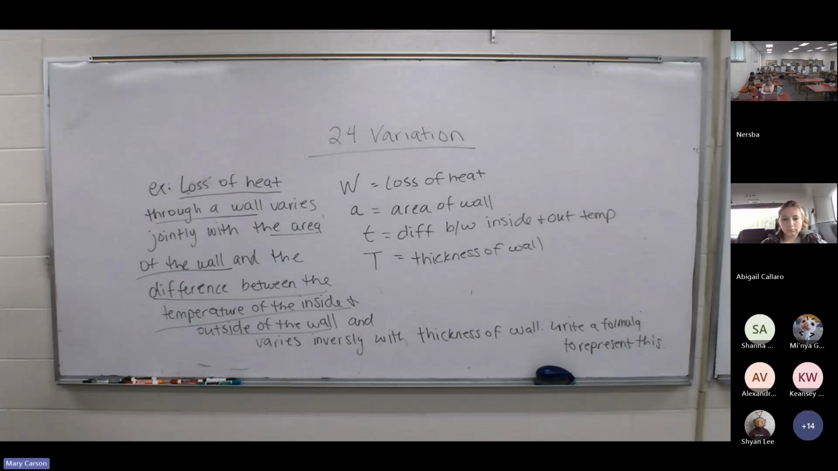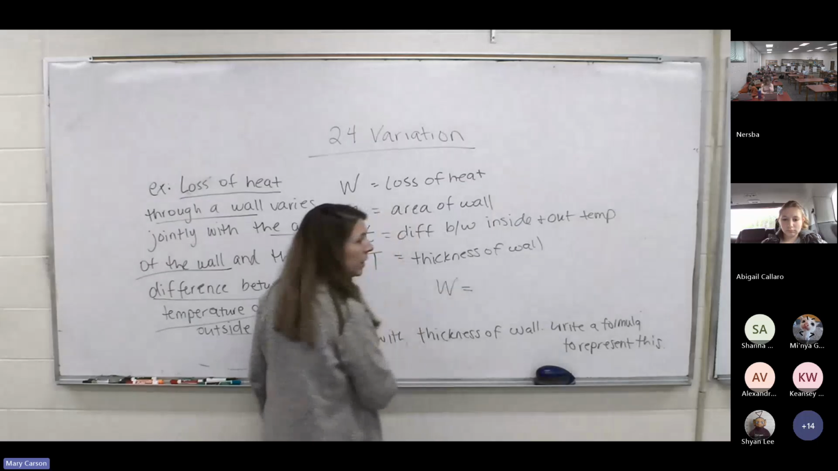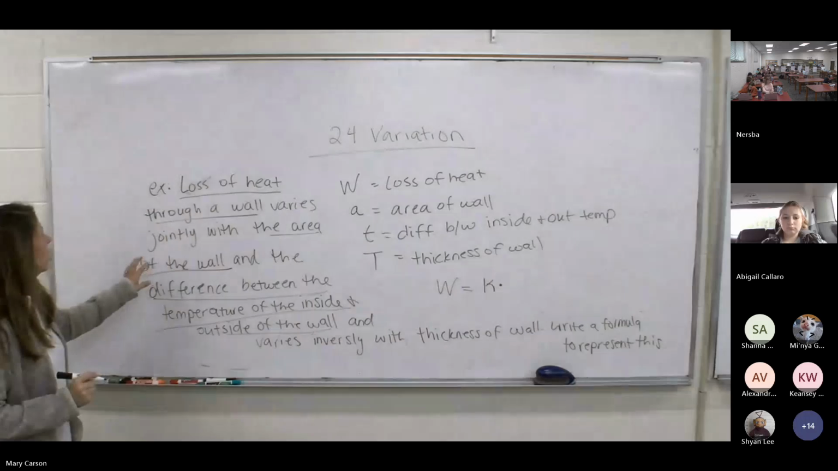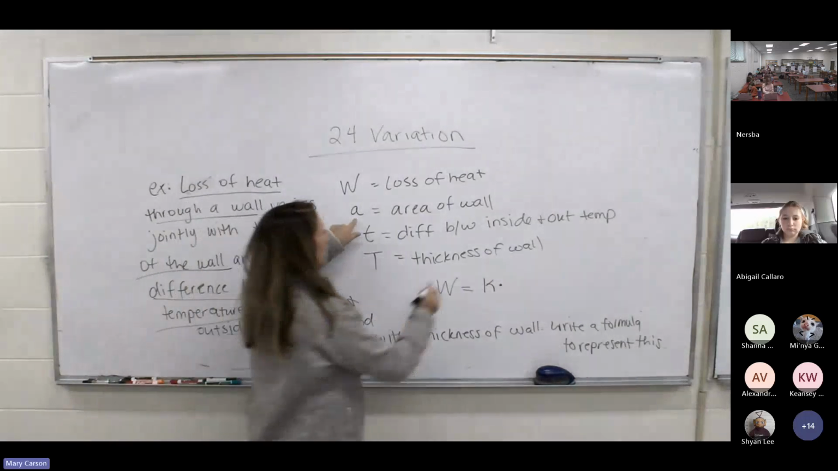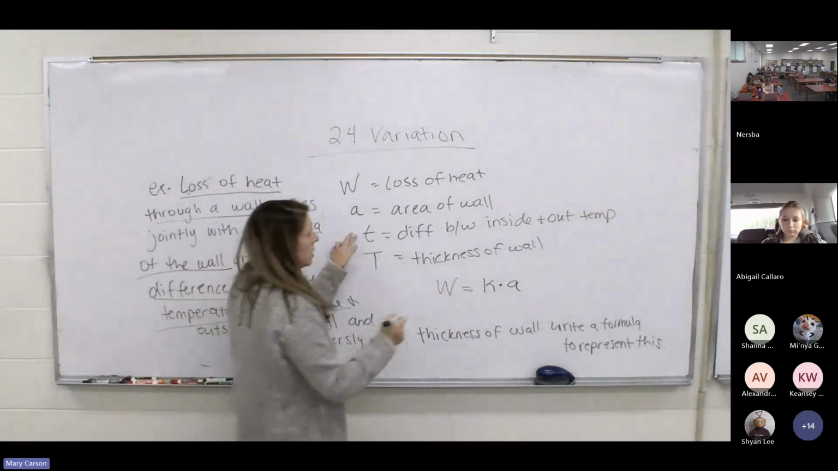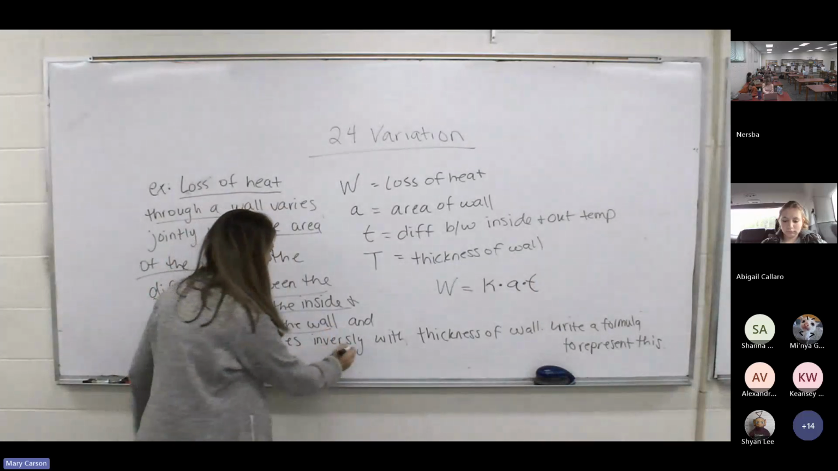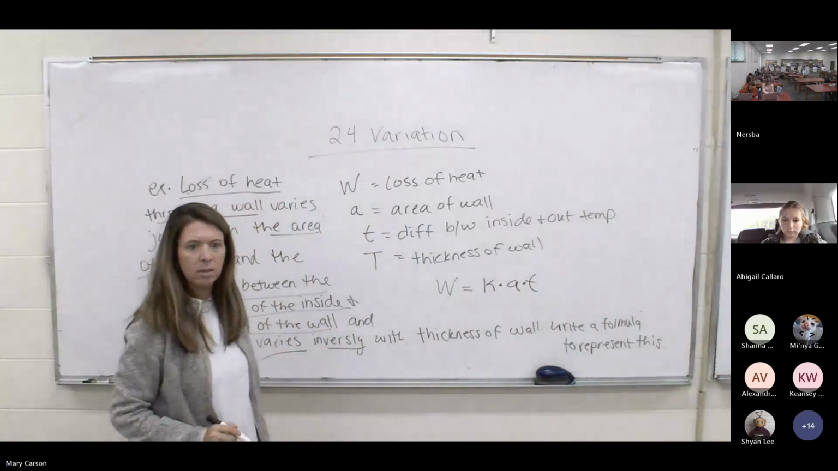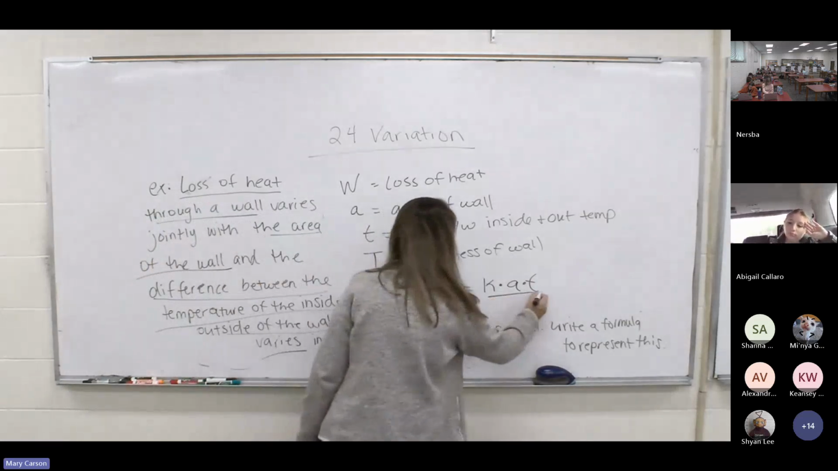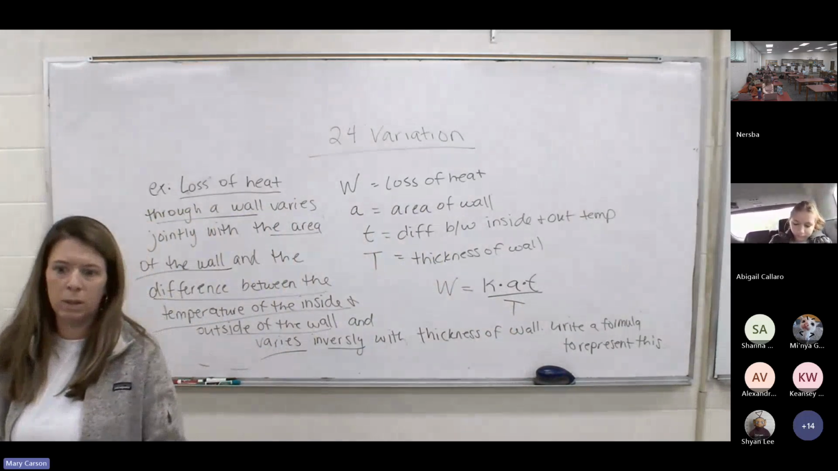Now we can create our formula. So loss of heat through a wall, W, varies jointly. That's going to be equal to, and don't forget our K for constant, jointly with the area of the wall, A, and the difference between the temperature, little t. And then the last one says, and varies inversely. That tells us we do what? What does inversely mean? Divide, good. And we're going to divide it by the thickness, I'm going to put big T. And that is our final formula.